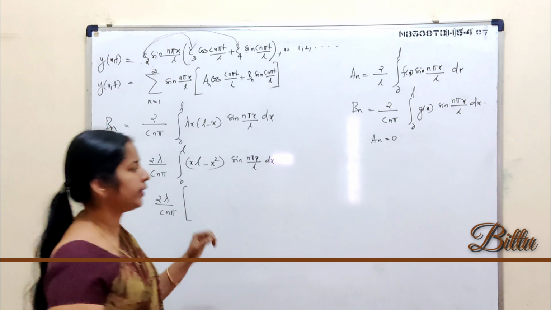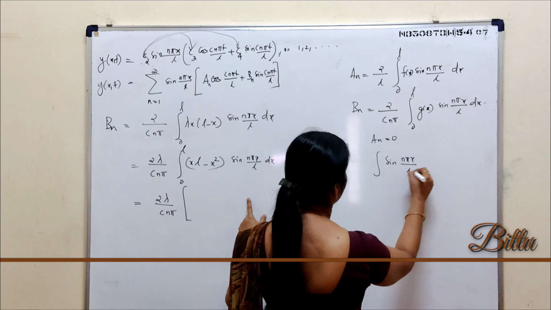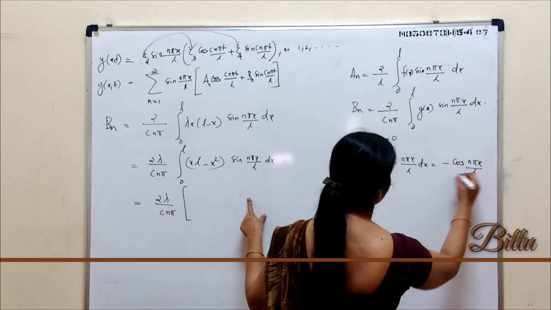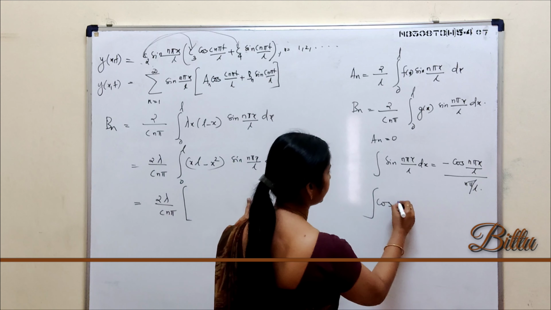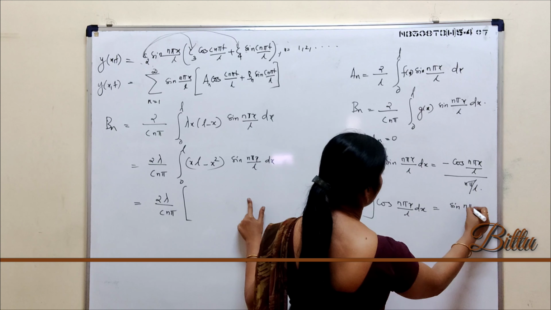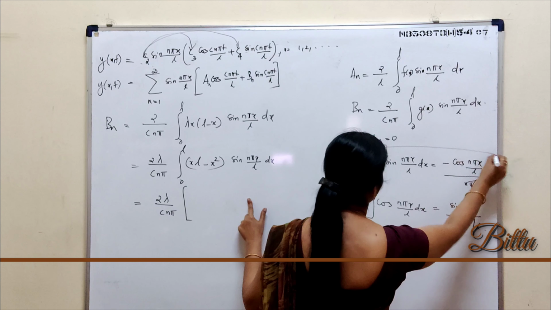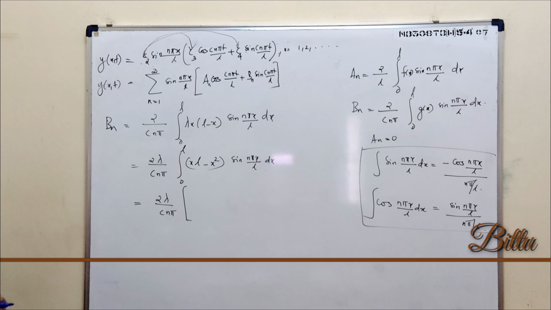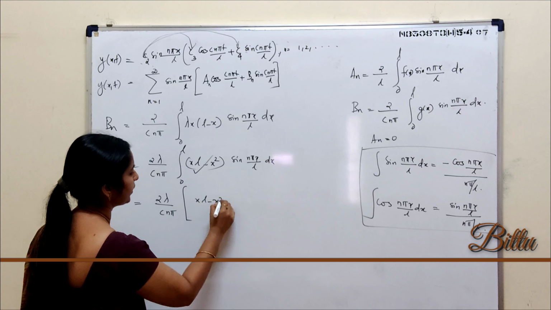So, you have to notice that integral of sin(n pi x by L) is minus cos(n pi x by L) divided by n pi by L. And again, integral of cos(n pi x by L) dx is sin(n pi x by L) divided by n pi by L. We have to apply this result on the evaluation of this integral. You start with the polynomial. Here the polynomial is xL minus x squared.